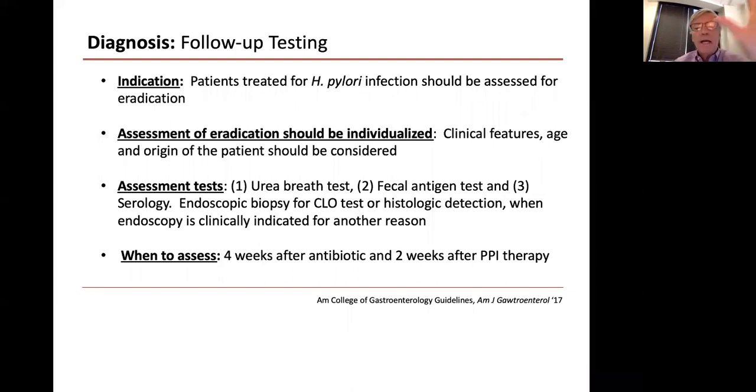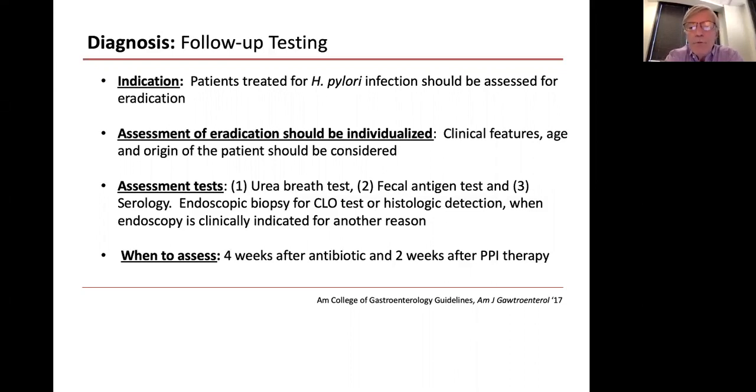Before I move on to that, I want to mention one other thing in follow-up. So who do we test in follow-up? The indication nowadays is that really virtually anyone who's been treated for H. pylori infection should at some point be assessed for eradication. And assessment, of course, is individualized in that you want to determine what the patient's clinical features are. The age and the origin of the patient should be considered.